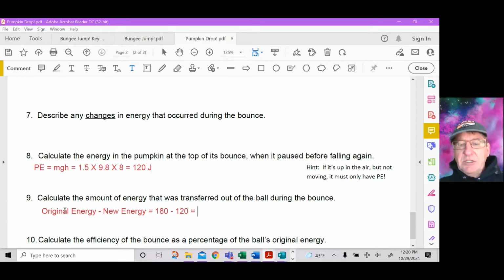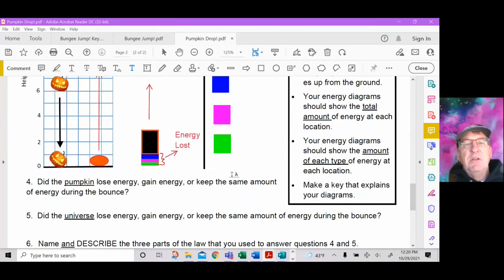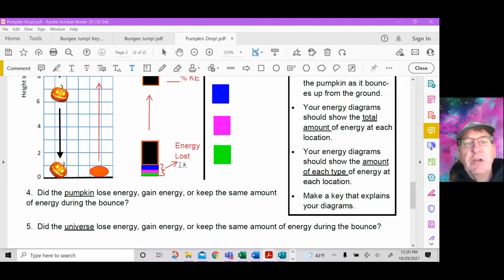I can do that in my head. That's 60 joules is the amount of energy that was transferred out. Now, I haven't separated those into the three different kinds of energy that were transferred out. It might be 20-20-20, it might be 30-20-10, or some other combination of these three different kinds of energy. In the future, we're going to try to figure out those things separately, or maybe they'll be given to you.